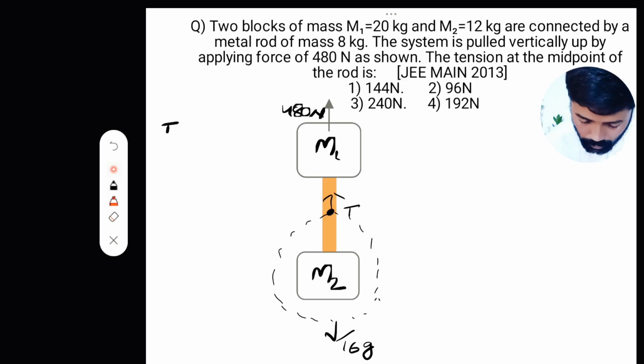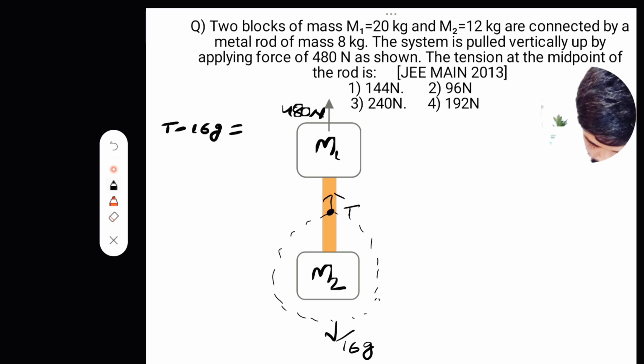Don't get confused, because 480 Newton is greater than the total mass of the system into g. Now let me write the equation for this portion. Since the body is moving up, T minus 16g is equal to ma. Mass is 16, because 12 plus half the mass of the rod is 16. Let acceleration be a. Let this be equation 1.